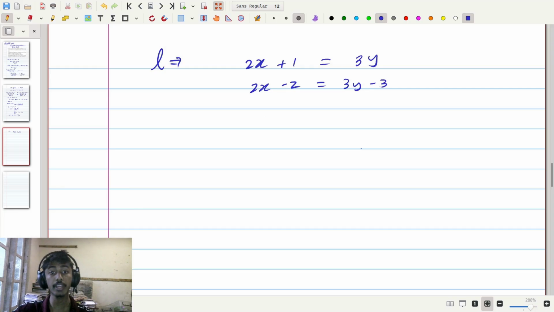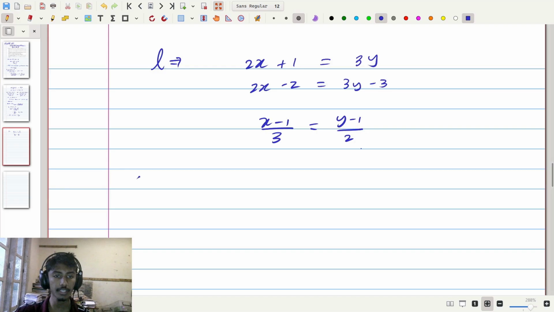on the left hand side the 2 cancels and we divide by 3, which is going to be (x − 1)/3 equals, on the other side, if I divide by 2 and divide by 3, the 3 cancels and I have (y − 1)/2. So we get (y − 1)/2.